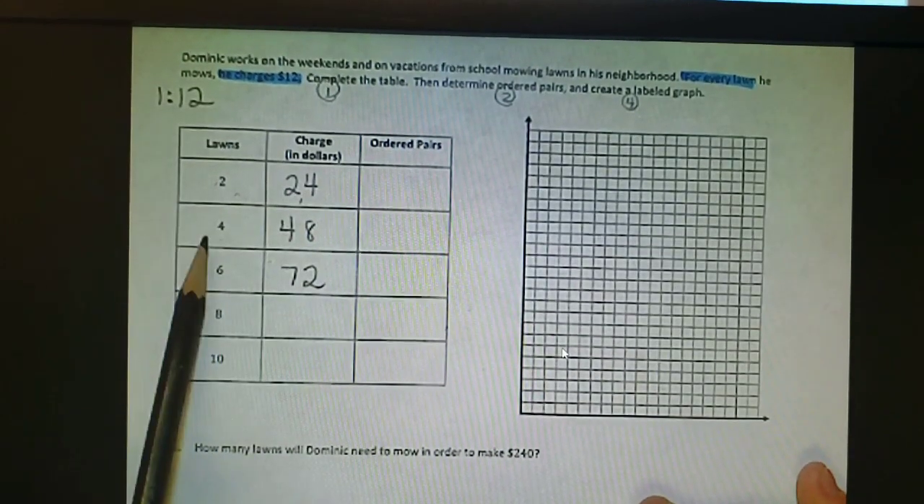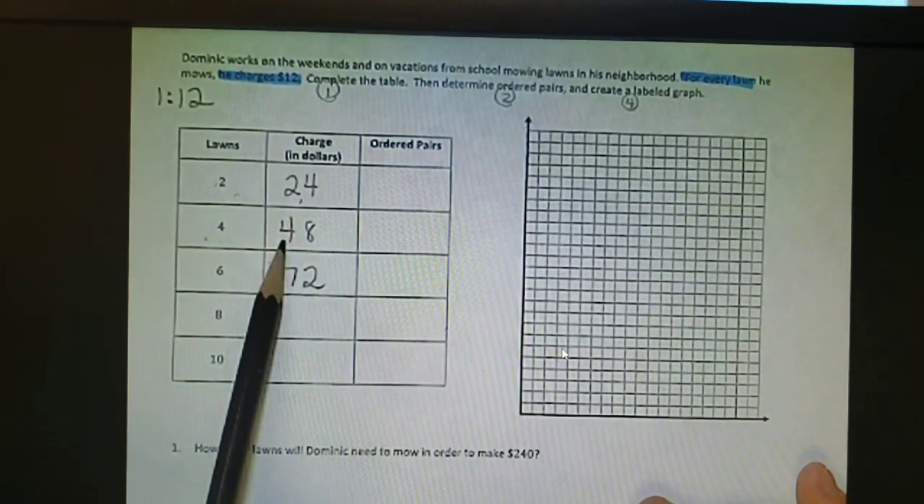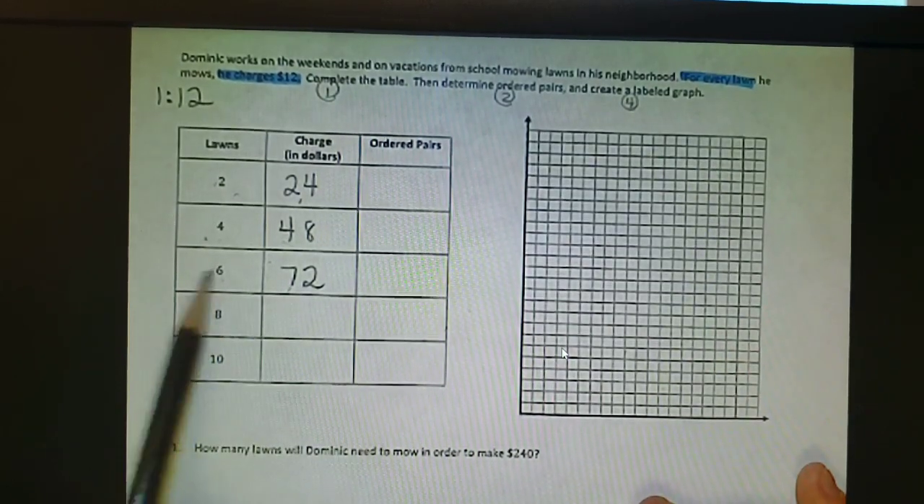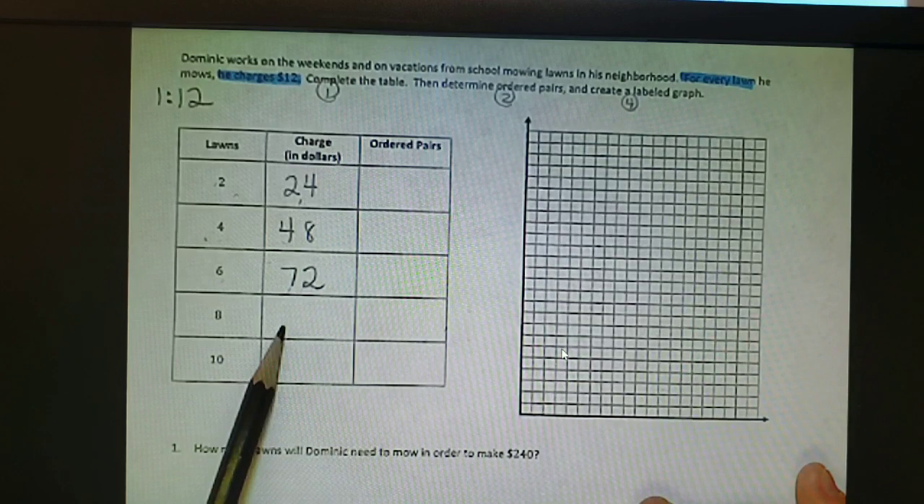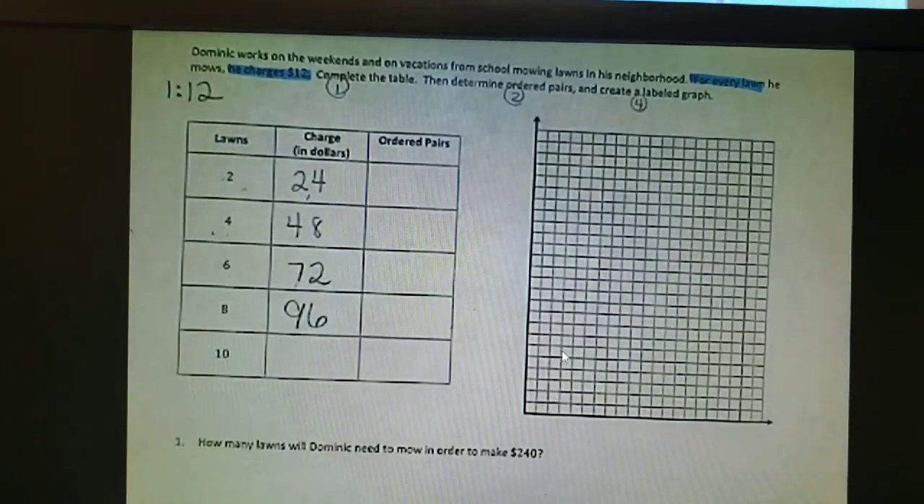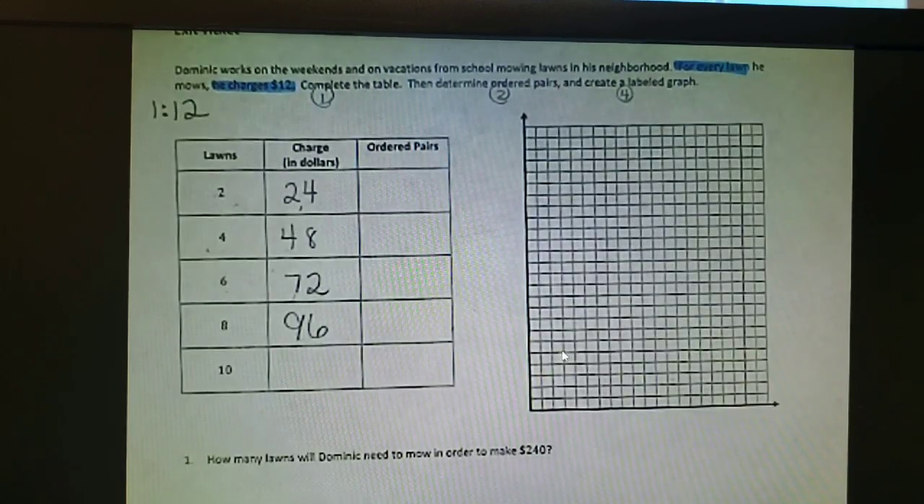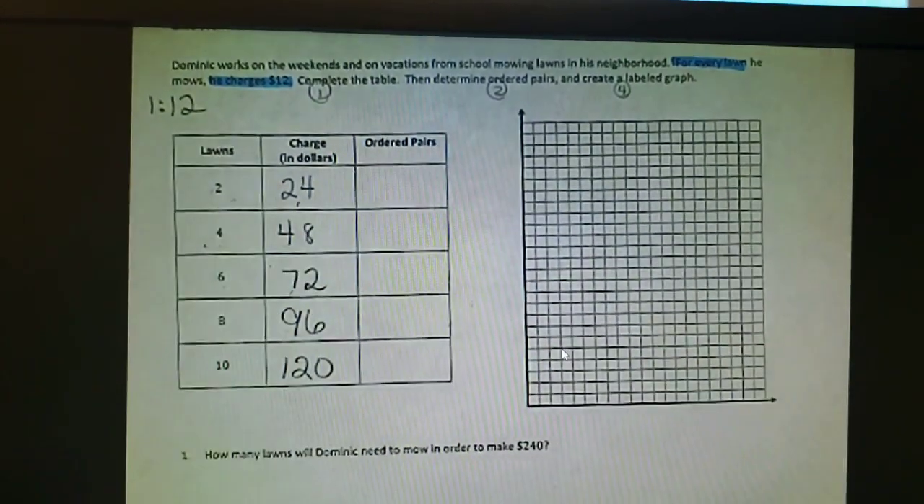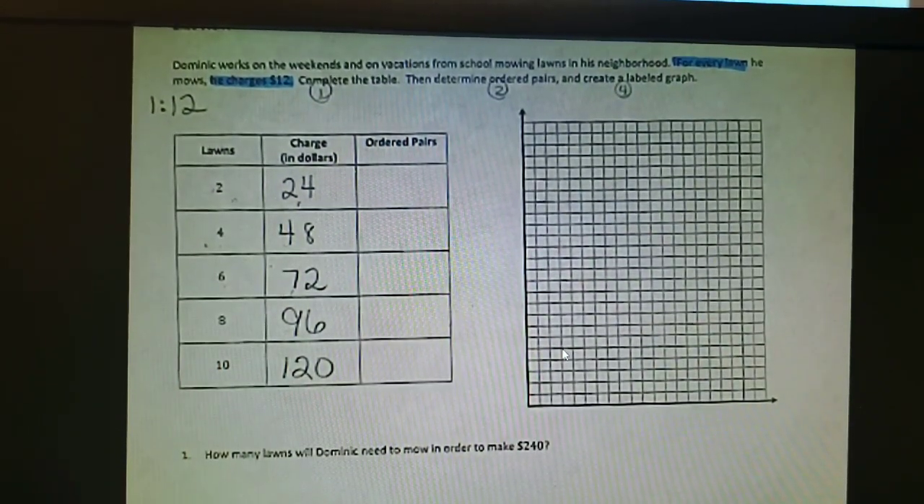We increased by 2 here, so we have to increase by 24. We increased by 2 here, we have to increase by 24. We increased by 2 here, so we're increasing by 24. So be careful. I accidentally kind of said that you should double it. It always works in the first 2 lines. It doesn't work after that. So I apologize for saying that and messing you up.